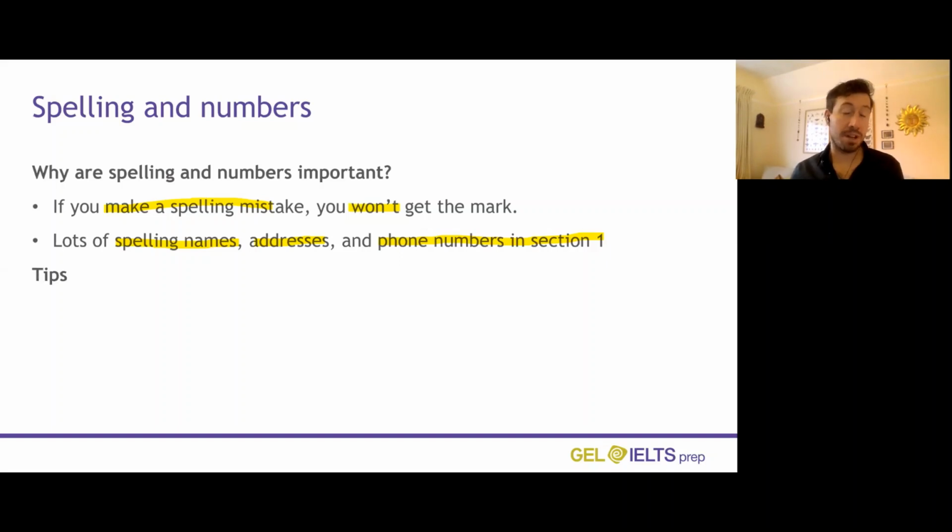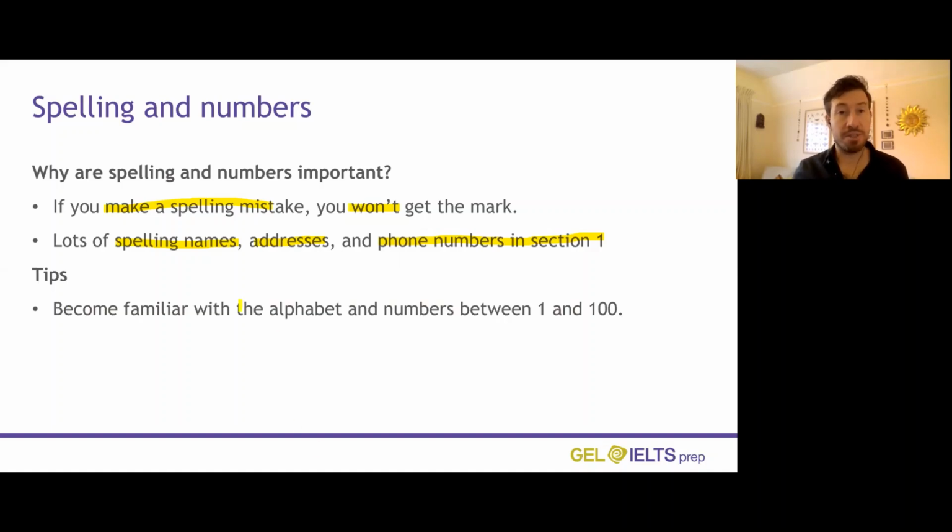So some tips that I could give you is become familiar with the alphabet. Okay, A, B, C, D, E, that kind of thing, and the different sounds of each one. If you get confused between two different sounds, it's important that you learn them so you're not being confused by them anymore. And also numbers between 1 and 100. Probably you won't get any numbers in section 1 over 100. It'll be between 1 and 100. Maybe like someone's address might be like 40 something, that kind of thing.